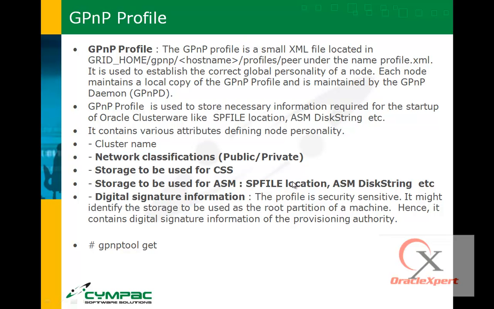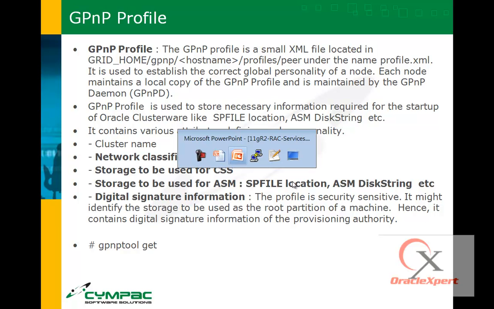So in this part, let's talk about the grid plug and play profile and what's the role of the grid plug and play daemon. First, let's understand that the grid plug and play profile is actually a small XML file which is located in grid home GPnP hostname profiles peer, and the name of the file is also fixed, that is profile.xml. It is used to establish the correct global personality of a node. Each node maintains a local copy of this profile and is maintained by the daemon GPnPD.